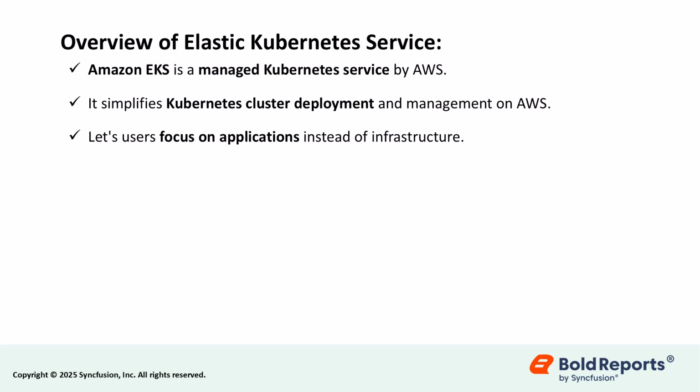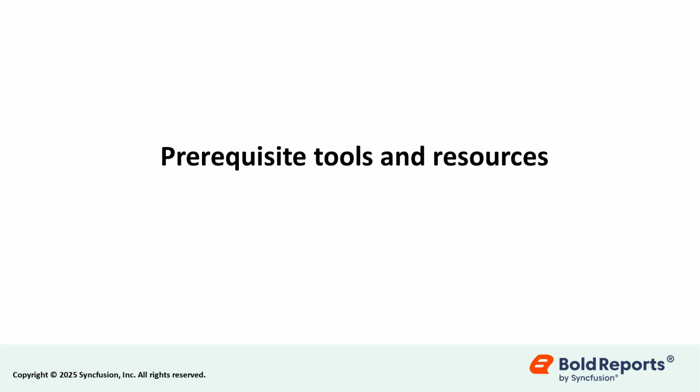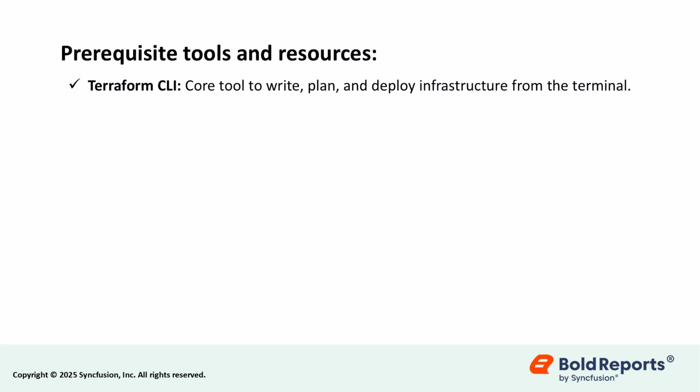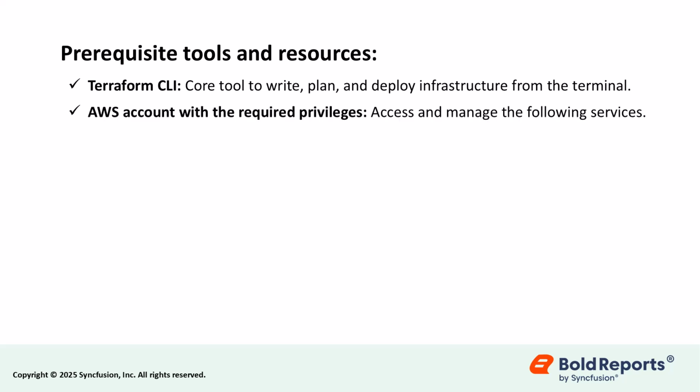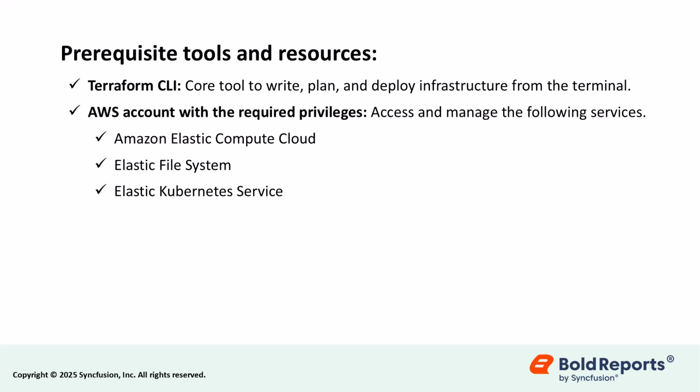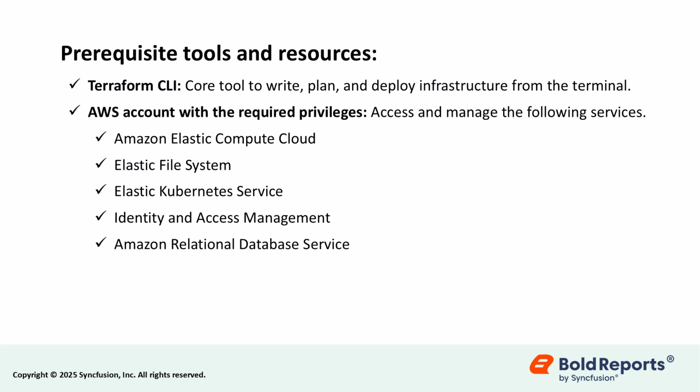the infrastructure. Before proceeding, make sure you have the following tools and resources. Terraform CLI, which is the primary tool used to interact with Terraform, allowing you to write, plan, and create resources directly from the terminal. An AWS account with the required privileges. This account must have the necessary permissions to access and manage the following services: Amazon Elastic Compute Cloud, Elastic File System, Elastic Kubernetes Service, Identity and Access Management, and Amazon Relational Database Service.